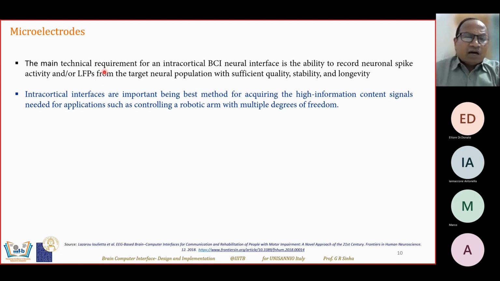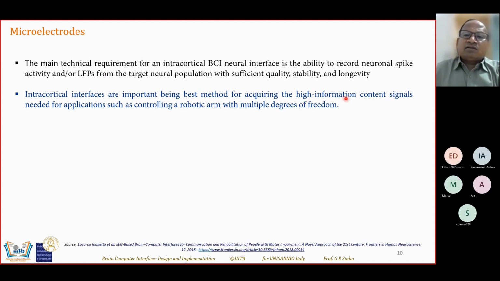The interfaces are very significant because they are used for acquiring the high information content signals which are required for applications such as when we are interested to control a robotic arm with multiple degrees of freedom. The same robotic arm can be moved with a huge number of degrees of freedom in any orientation, in any direction, and therefore you need a high amount of information. So this high amount of information comes directly from this kind of interface.